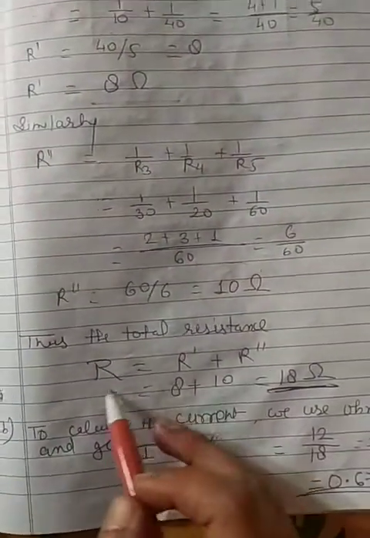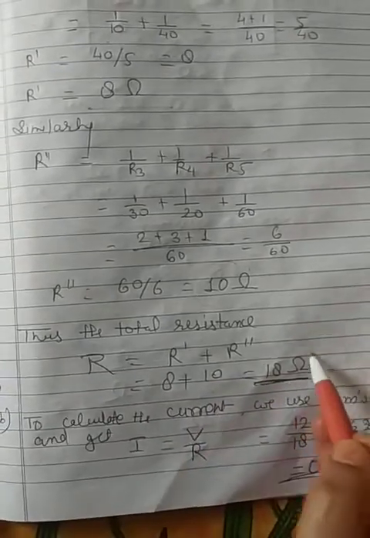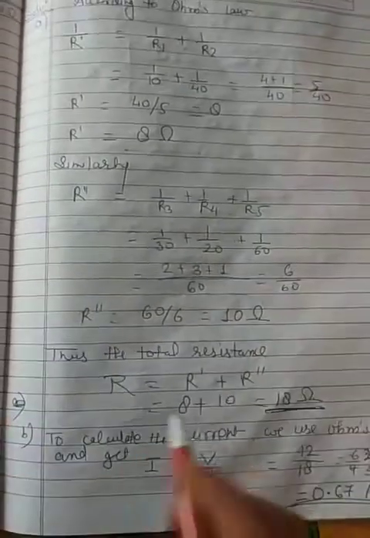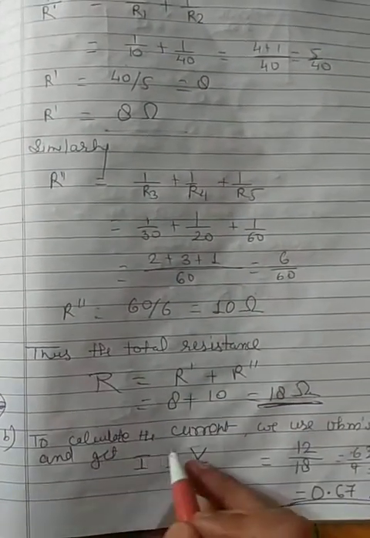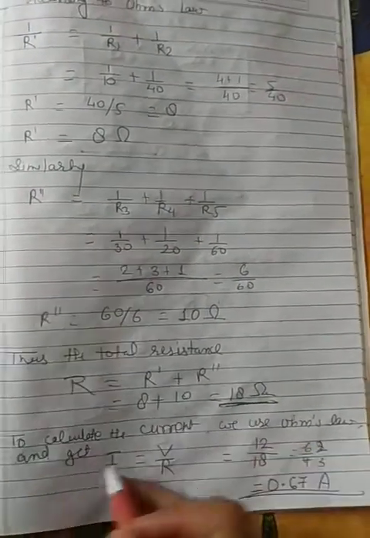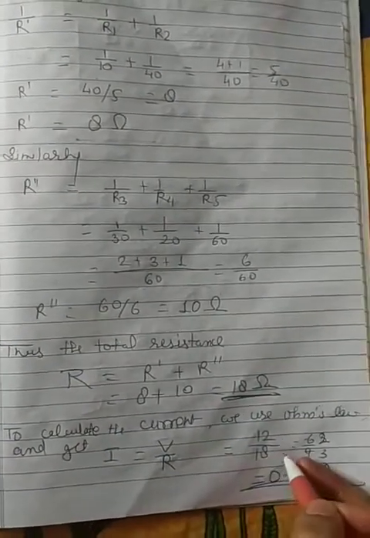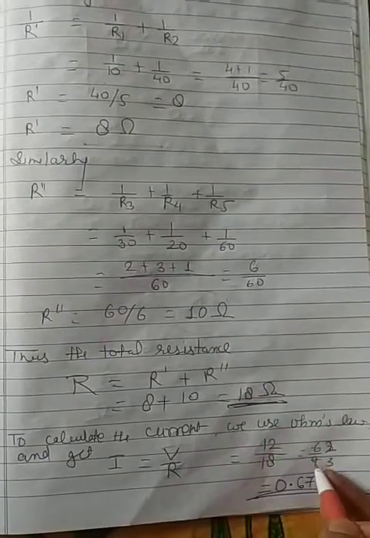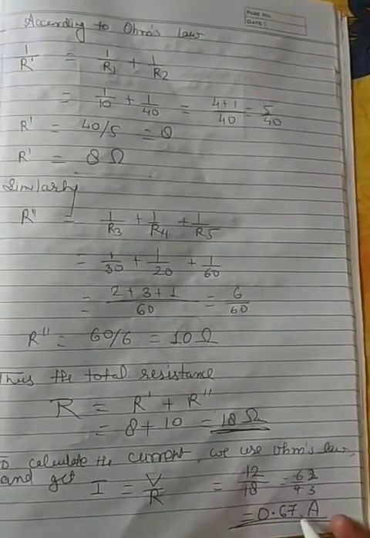Now, because these two are in parallel and these two are in series, we just put the formula R dash plus R2 dash, and we will get 18 ohm. So this is the total resistance in the circuit. Now to calculate the current, we use Ohm's law: I is equal to V upon R. Put the value of V and R, and we will get 0.67 ampere current.